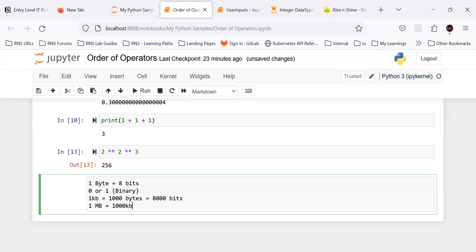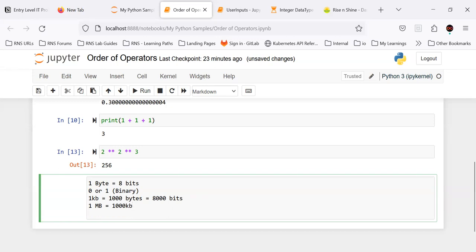Whenever we are buying storage, we say 1 gigabyte. But what is 1 gigabyte? That is 1000 megabytes. What is 1000 megabytes? That is 1000 into 1000 kilobytes. What is a kilobyte? 1 kilobyte is equal to 1000 bytes. What is a byte? That represents 8 bits. So 1 GB is equal to 1000 MB.